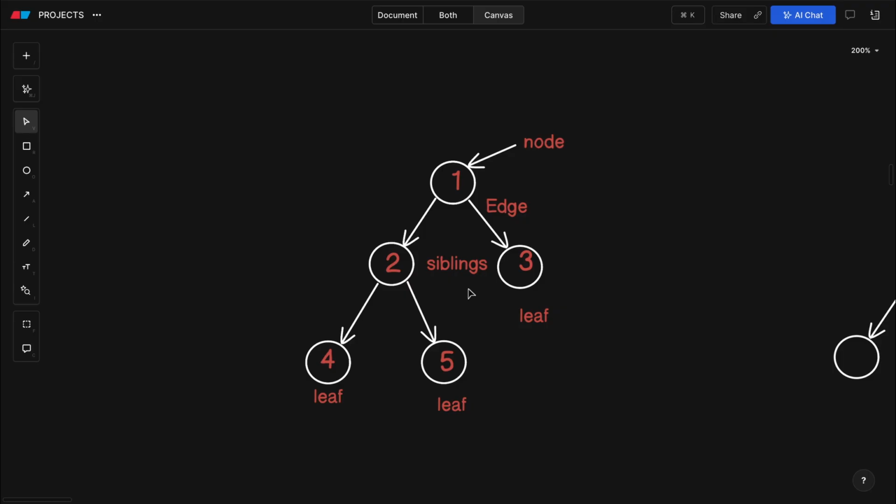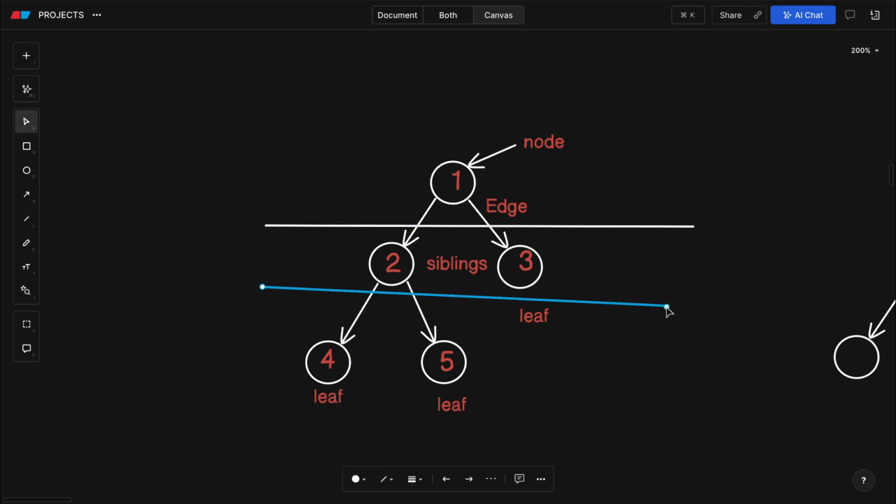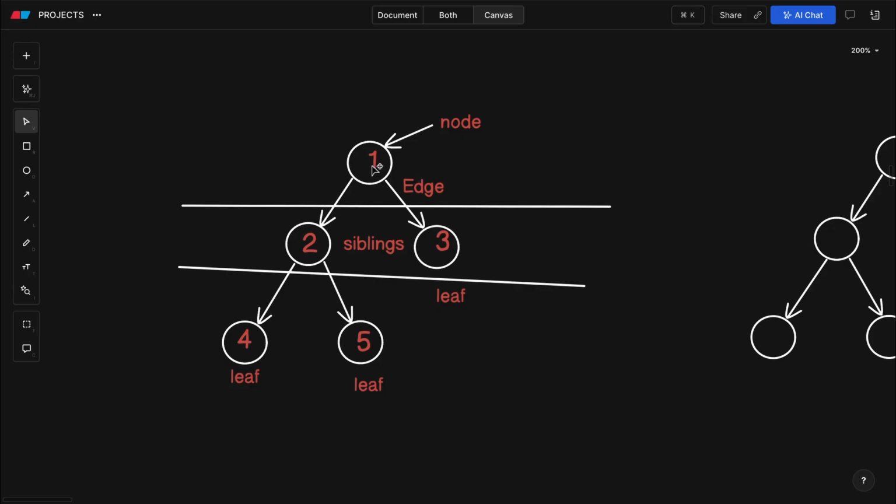Now let's understand levels in tree. So in a tree, here I separate it into three parts. One is this line and second one is this line. The first, the root node, is on level 1, the siblings 2 and 3 are on level 2, and 4 and 5 are on level 3.